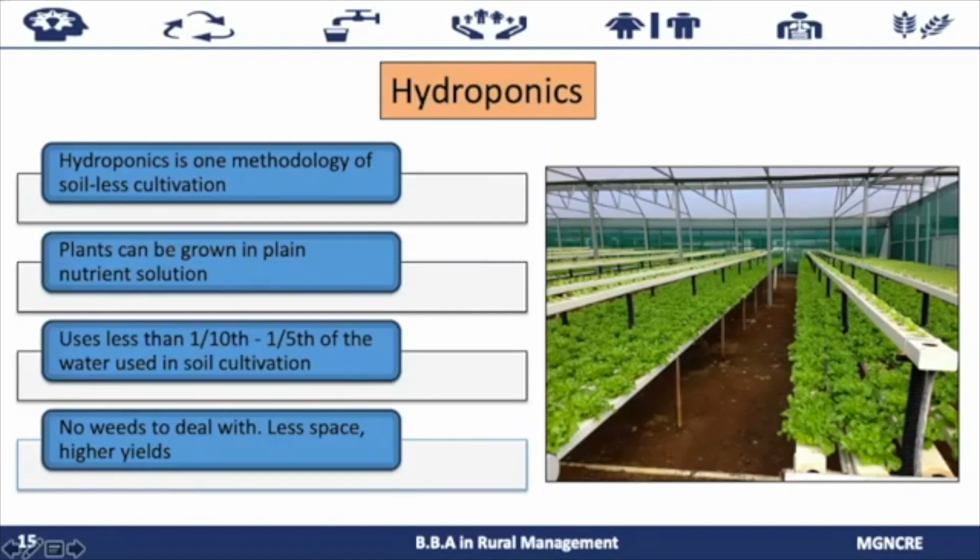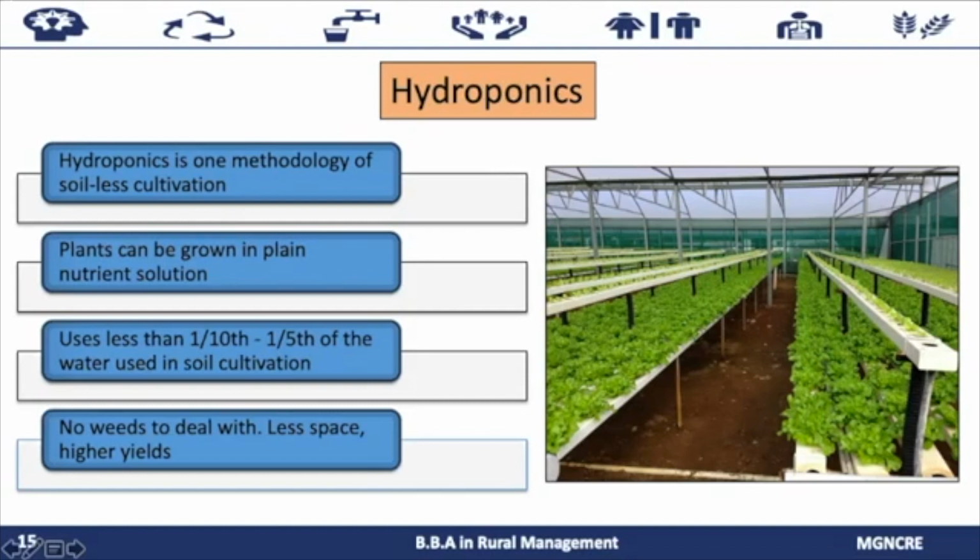So coming to hydroponics, it is one methodology of soil-less cultivation. It is a method of growing plants using a mineral nutrient solution in water without soil. It is a practice of growing plants without soil. Plants can be grown in plain nutrient solution or sterilized substrate, and therefore it is also microbe free.